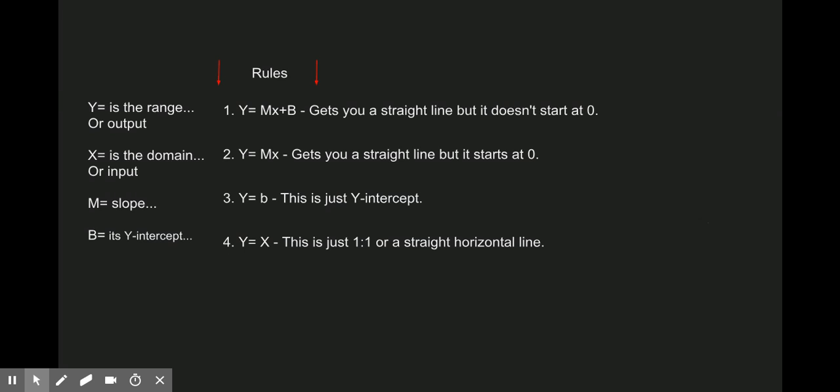And number 3 is y equals b because it's just purely the y-intercept, and number 4 is just y equals x, which is a 1-to-1 ratio proportionality.